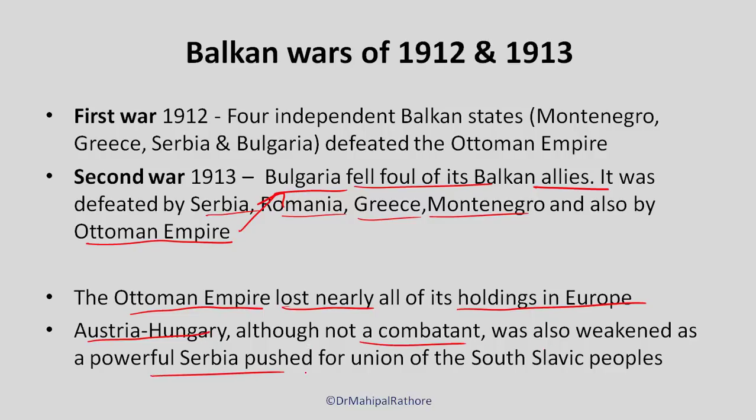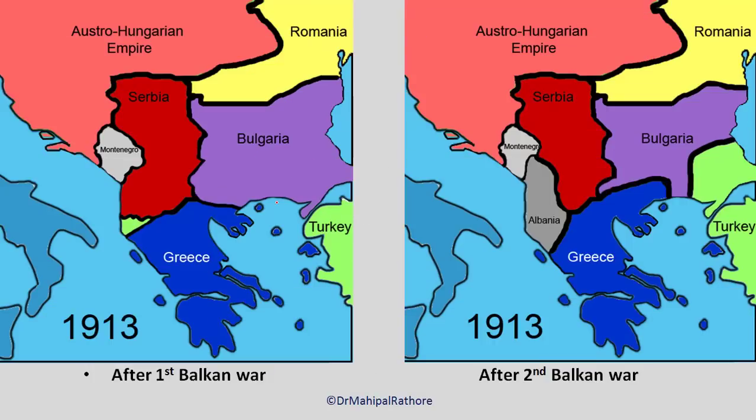Why? Because Serbia became very powerful, and now Serbian people were asking that all the southern Slavs should unite together. The Austria-Hungarian Empire should also be disintegrated. Areas like Croatia that are part of Austria-Hungary, they should be given back to us. So this is the map after the first Balkan War.